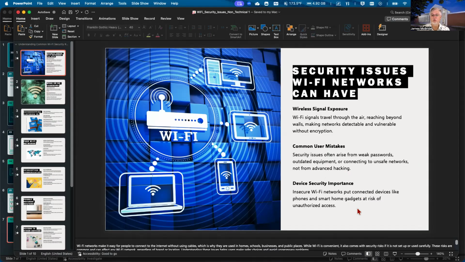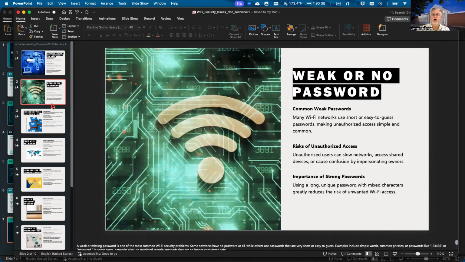So device security is really important. You need to have that password very strong. You need to have the signal going where you want it to go. Common weak passwords are easy to guess and easy to hack, and I'll talk about that in a minute. There are risks of unauthorized access because of this, and again, because the wireless signal is not staying in your house, it's going down the road. So you really have to use a long, unique password with mixed characters, and that greatly reduces the risk.